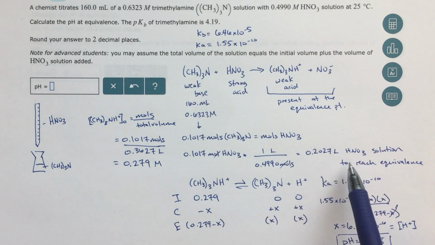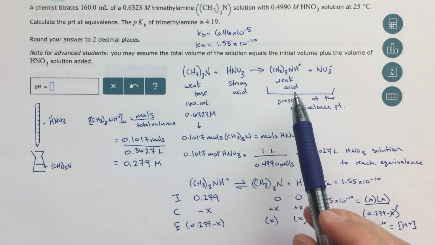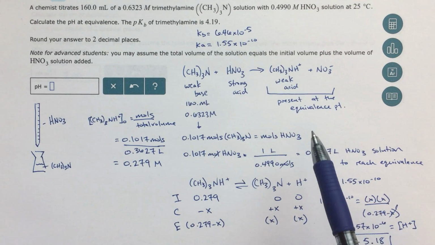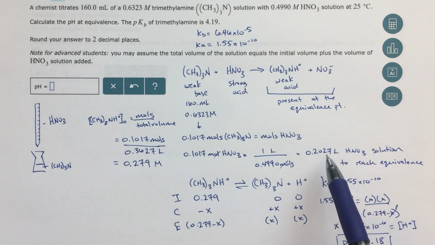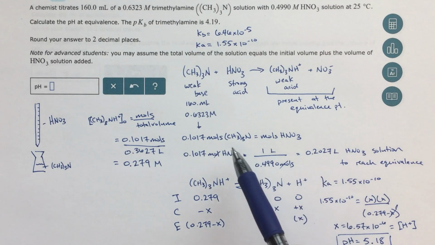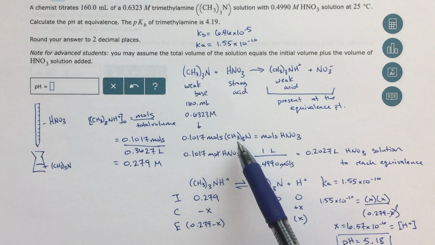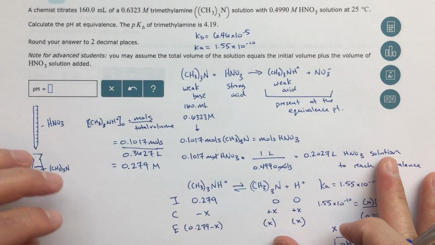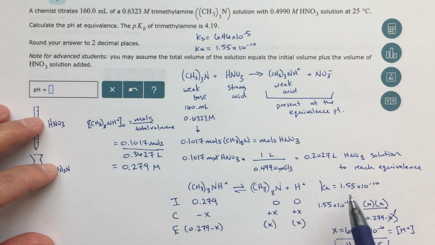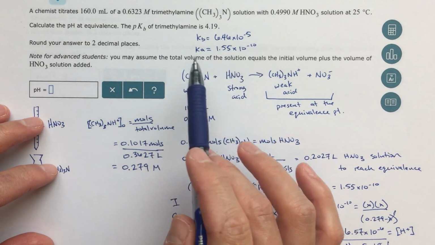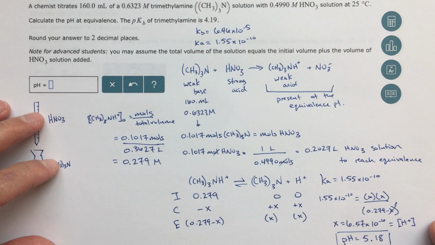Then I found the volume of HNO3. That volume is going to be necessary to find my initial concentration at the equivalence point of my weak acid. Because I need my total volume, I need to figure out how many liters of HNO3 solution we're going to add. Then I can take my moles of weak acid, which is equal to my moles of weak base, right? That's where it came from in this reaction, and figure out what my initial concentration of weak acid is. Then I run an ICE table, got my Ka, which I figured out how to get up here. Solve for x, which is my concentration of H+, pH 5.18.